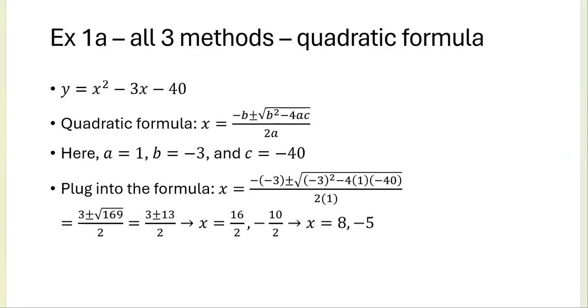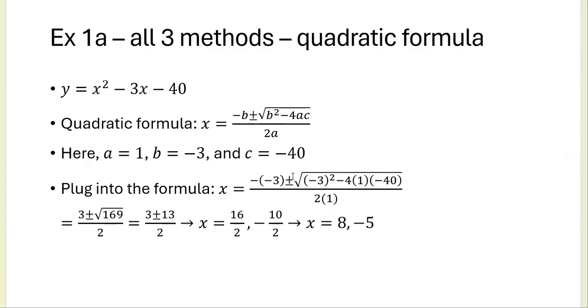Okay, example 1. So we're going to solve this quadratic in all 3 ways. So we're going to first use the quadratic formula. x squared minus 3x minus 40. What's the quadratic formula? x is negative b plus or minus the square root of b squared minus 4ac, over 2a. So here, since this is already in standard form, we can pick out a is 1, b is negative 3, c is negative 40. We plug into the formula.